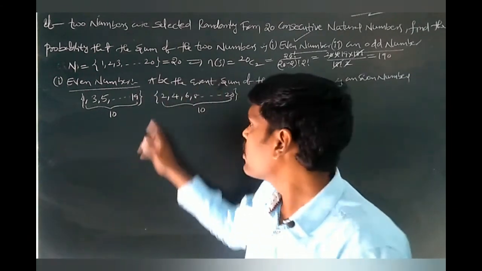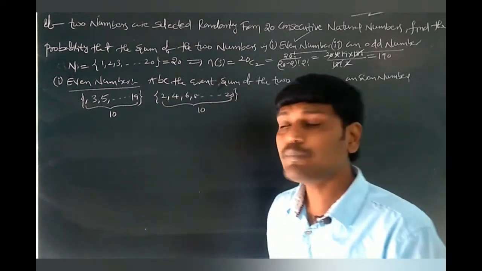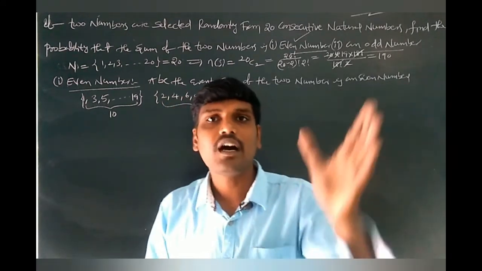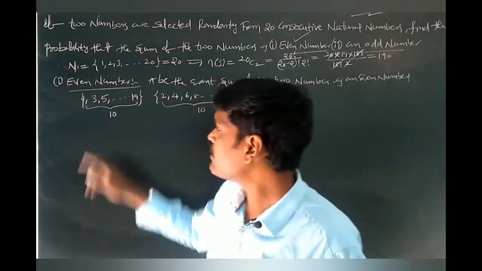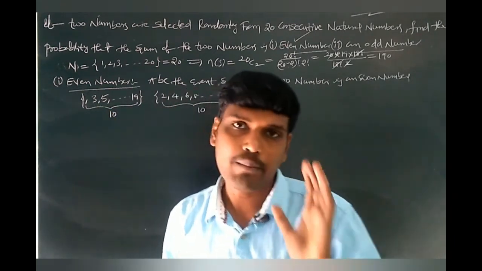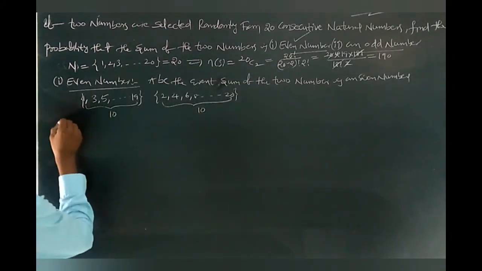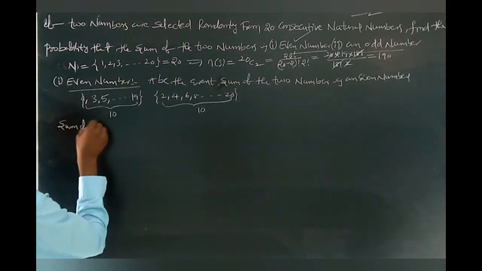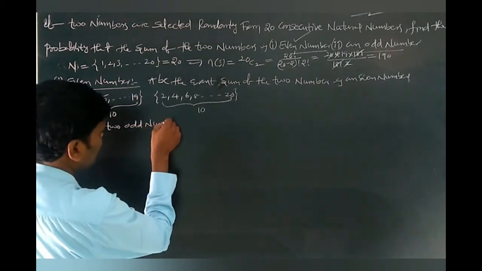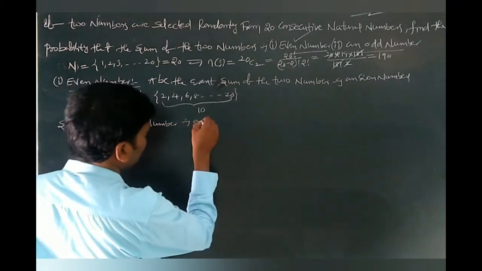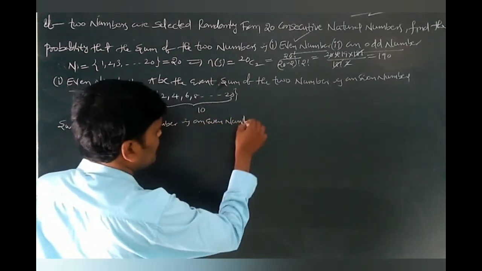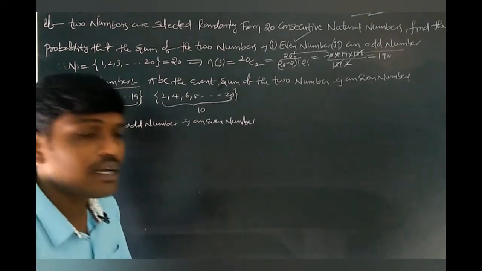What is the sum of the even numbers? Take 2 plus 4, that is 6; 6 plus 8 is 14, an even number. Sum of the odd numbers: 1 plus 3 is 4, 5 plus 3 is 8, an even number. So the sum of two odd numbers is an even number. This is the first point. Here, the sum of two odd numbers is given.